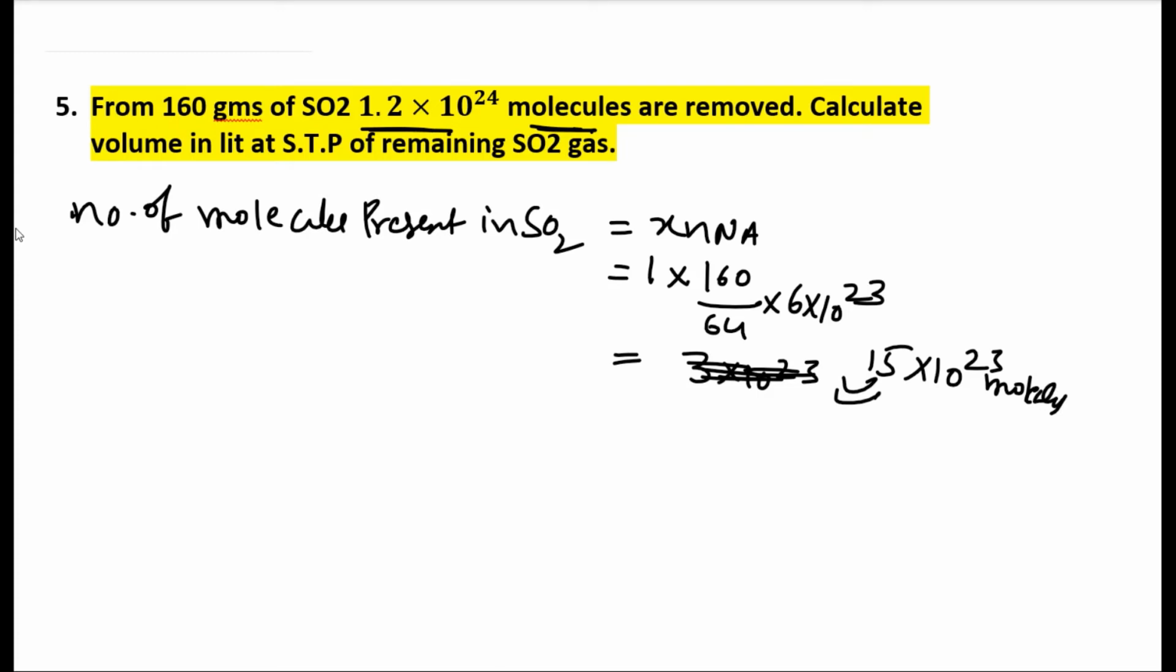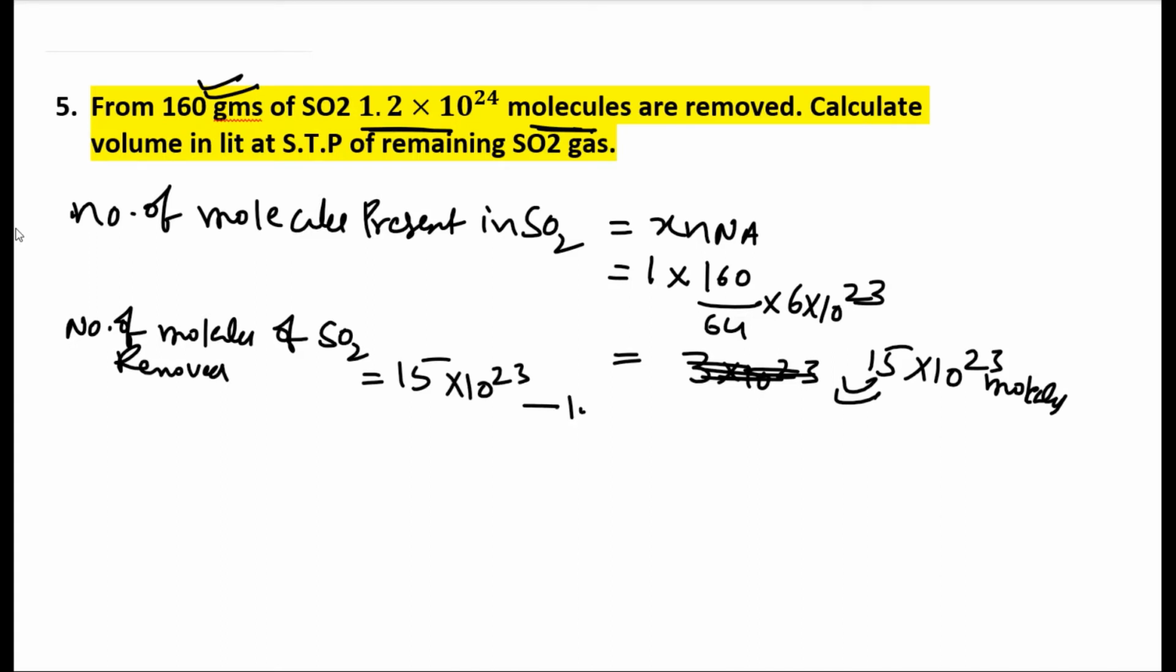From these molecules, how many molecules are removed? Okay. So the number of SO2 molecules remaining is 15 into 10 power 23 minus 1.2 into 10 power 24. If you calculate this, now you are getting 3 into 10 power 23. So these many molecules are remaining.